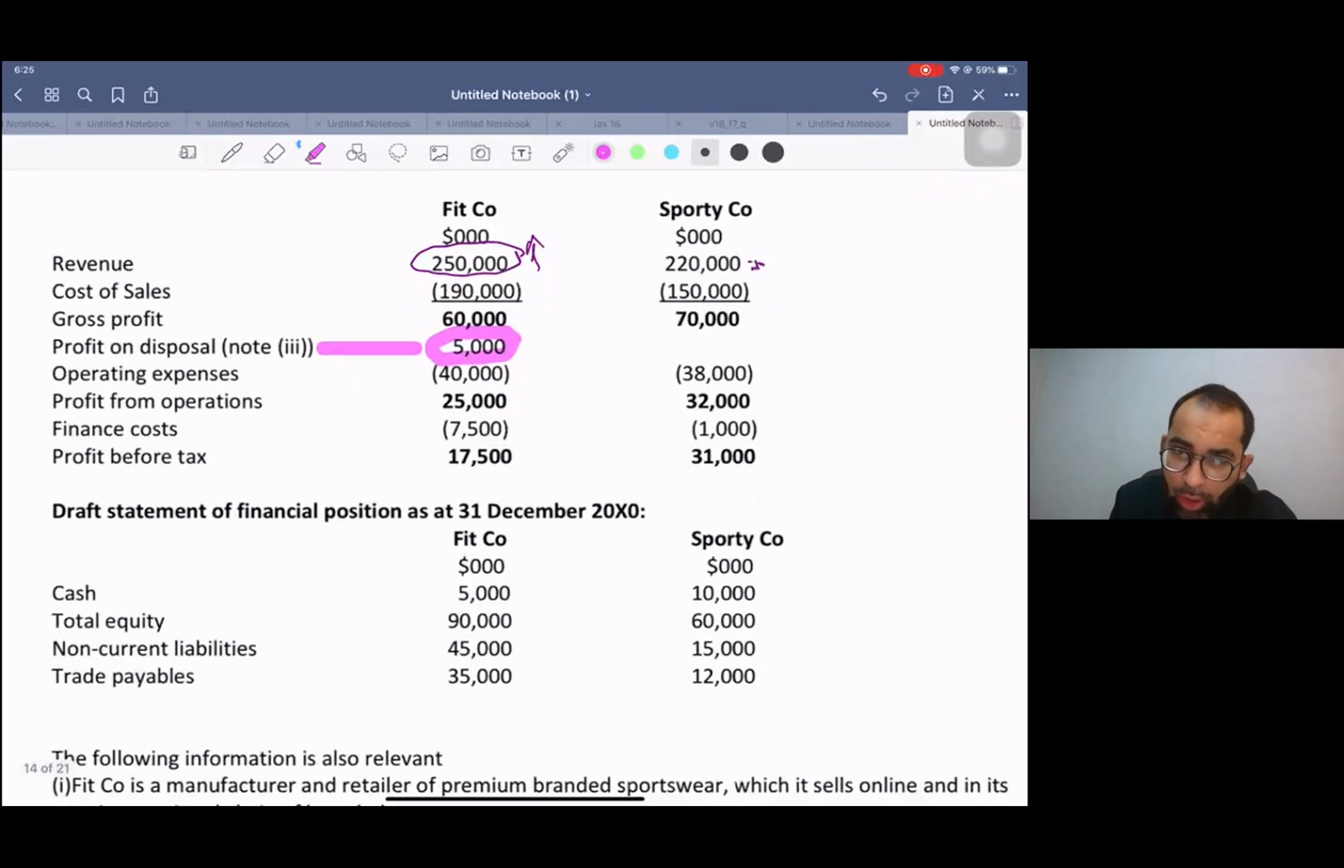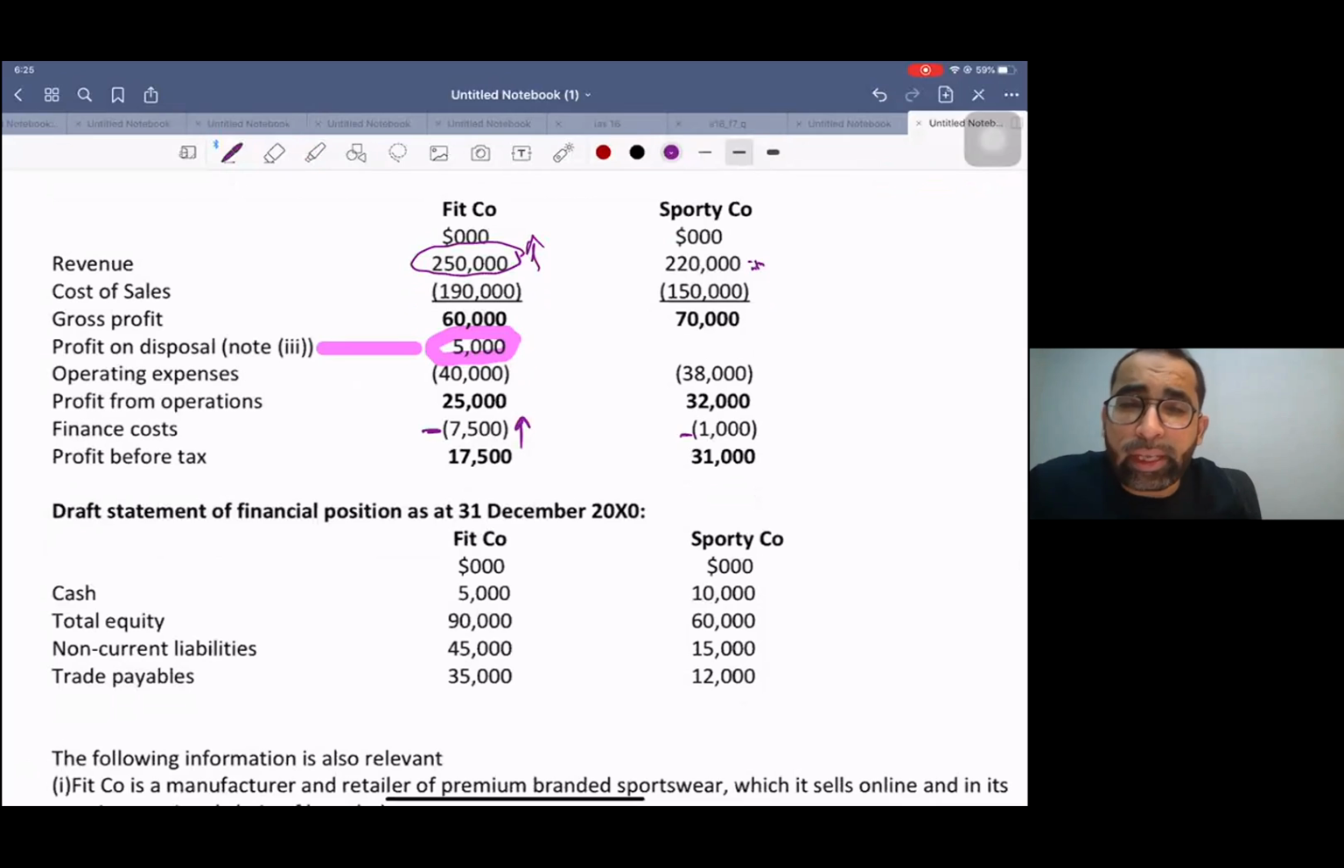Now operating expenses, profit from operations. Yes, one thing is very obvious. In Fit company there is a very big finance cost. See, finance cost is high. Here the finance cost is low. So definitely it looks like Fit company is highly geared, or we can say Fit company has taken a lot of loans. This may be possible, and we'll prove it.